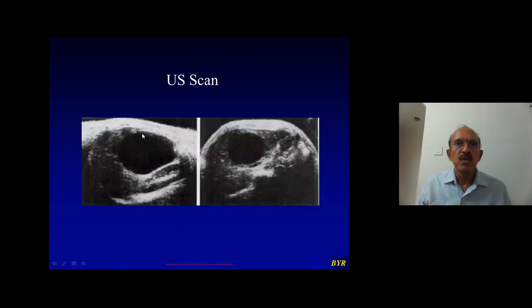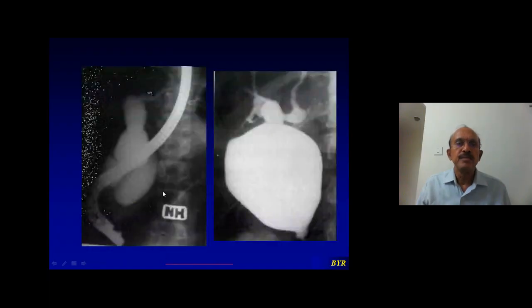ERCP. So this is an ultrasound scan which shows a cyst-like mass in the hepatic region just below the liver. When you do ERCP, you can see this dilated bile duct here. Sometimes it is so much dilated, it looks something like a big spherical mass. So in such cases, there will be a palpable mass in the right hypochondrium region.